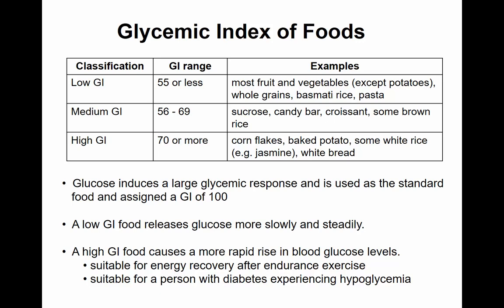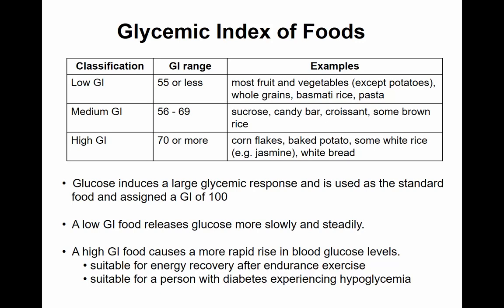All right, so again, a low GI food usually releases glucose more slowly and steadily, so usually causing less increase in the blood glucose level, and high GI food normally causes a more rapid increase in blood glucose levels. High GI food is usually suitable for energy recovery after endurance exercise, because we want to quickly rebuild glycogen, right?